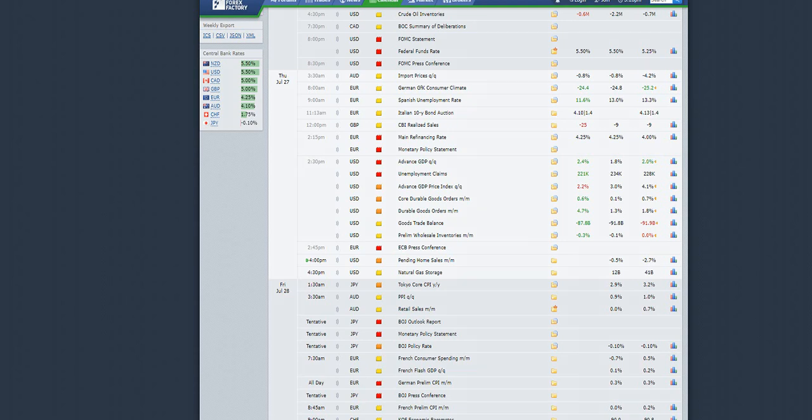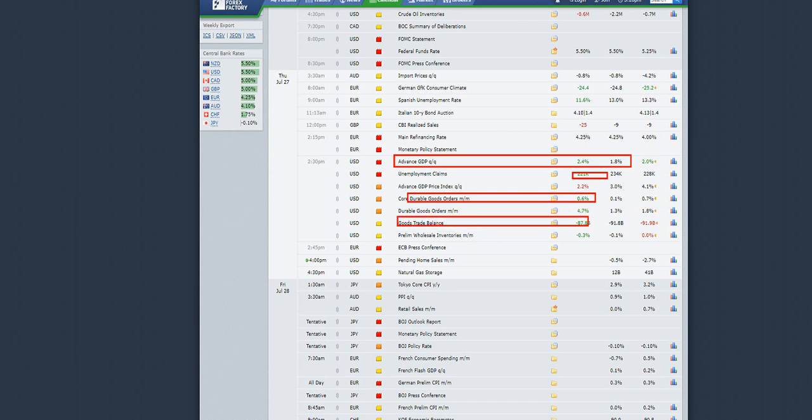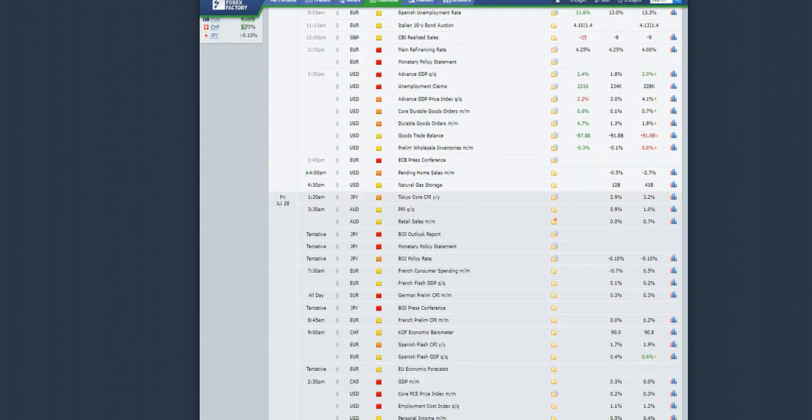Now we go to the indicator levels. Today we see the advanced GDP came out very strong at 2.4%. The unemployment is going down. That's good for the economy. The durable goods orders have been better, and we see that also the trade balance is positive. That's very, very important for the market, and we need now to wait what will happen tomorrow.